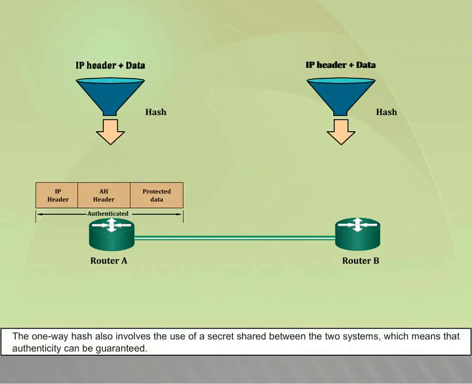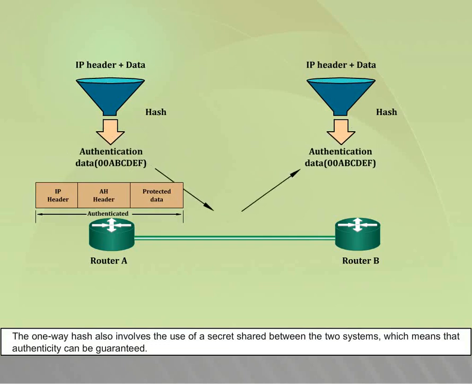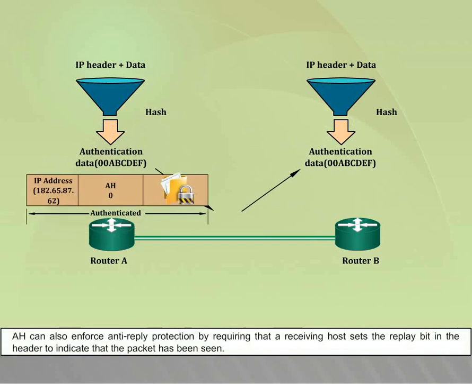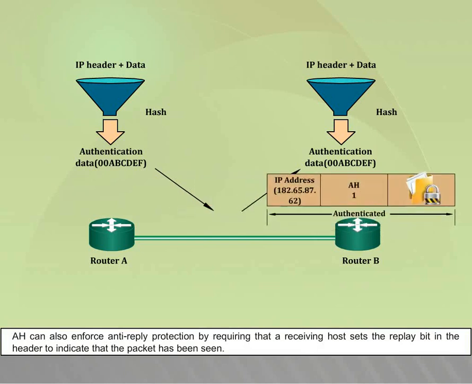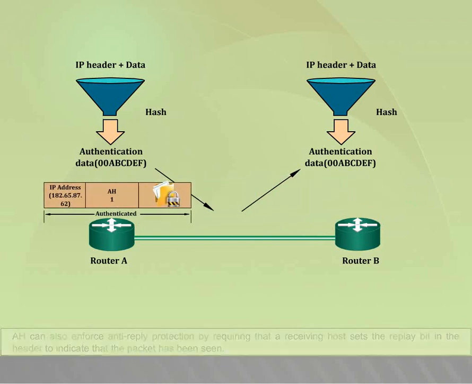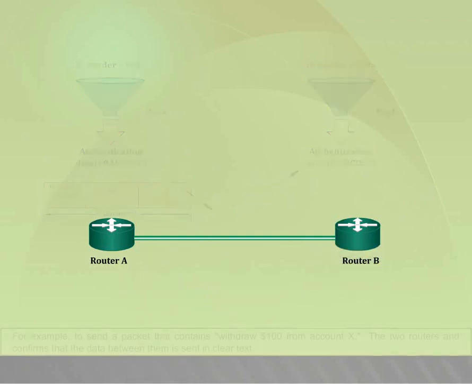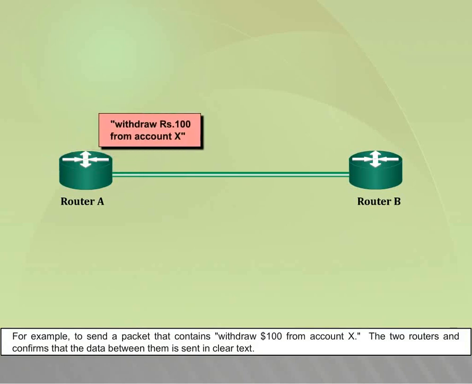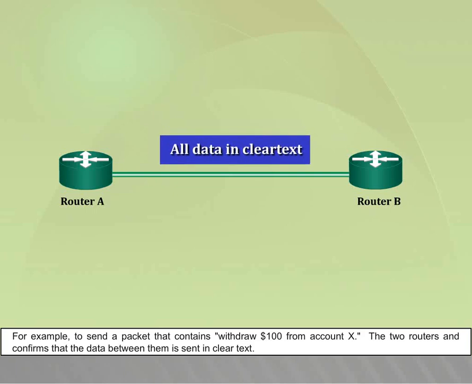The one-way hash also involves the use of a secret shared between the two systems, which means that authenticity can be guaranteed. AH can also enforce anti-replay protection by requiring that a receiving host sets a replay bit in the header to indicate that the packet has been seen. Without this protection, an attacker might be able to resend the same packet many times. For example, to send a packet that contains "withdraw $1,000 from account X", the two routers confirm that the data between them is sent in clear text.